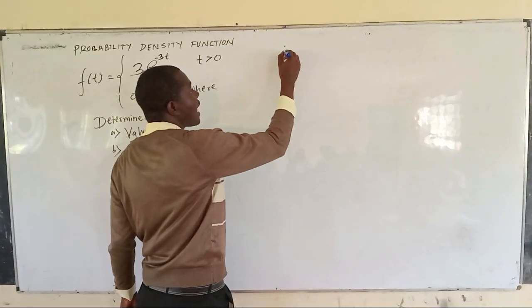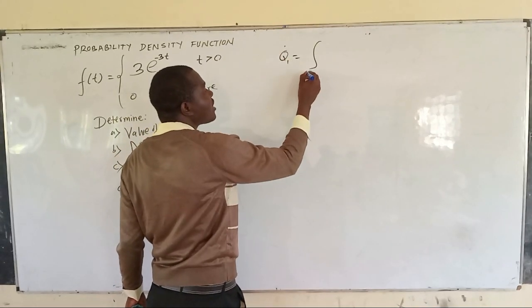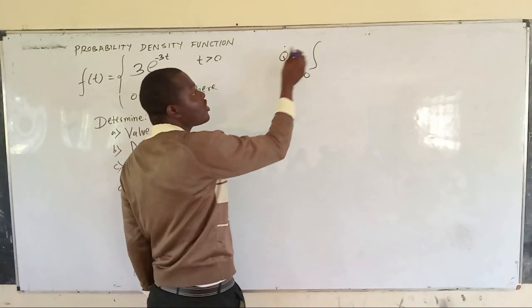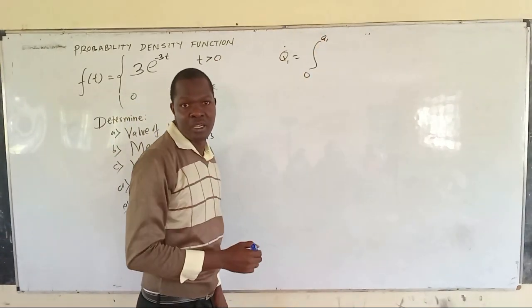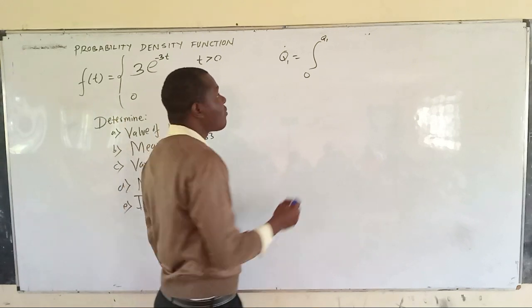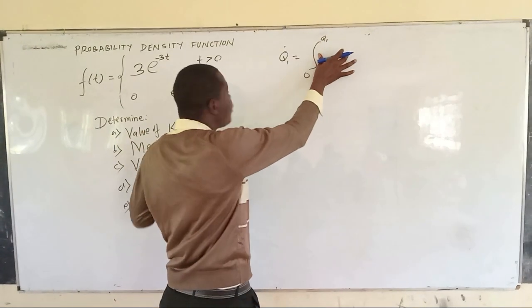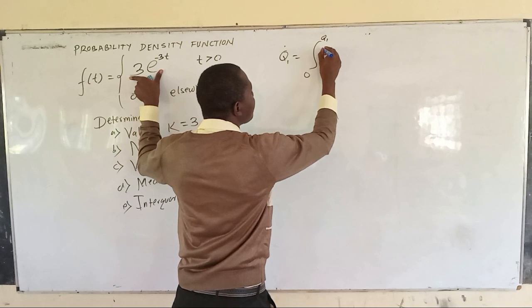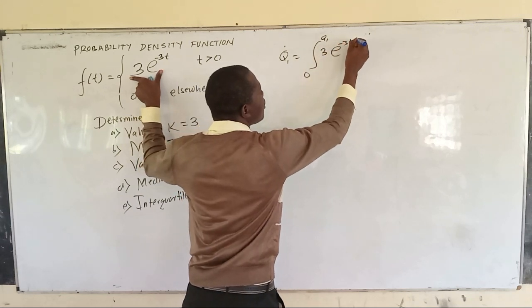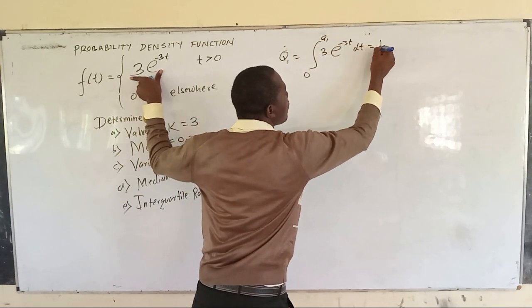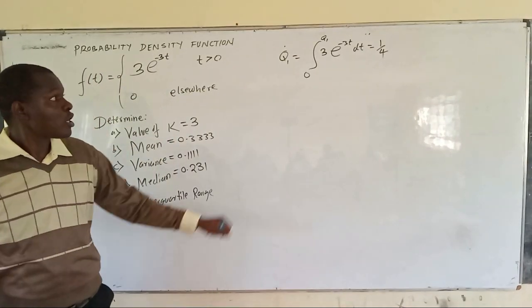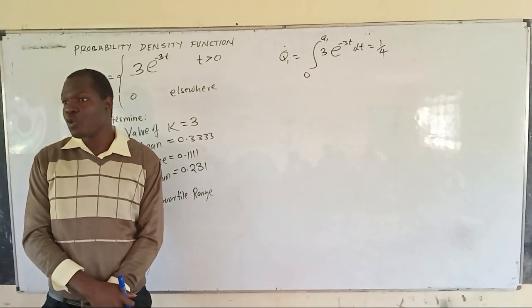So for the lower quartile, Q1, it means we are integrating from the start, from 0 to the lower quartile value, of f of t dt. And f of t is what? 3 exponential negative 3t dt. And we are supposed to get what? A quarter for the lower quartile, if the lower quartile is Q1.